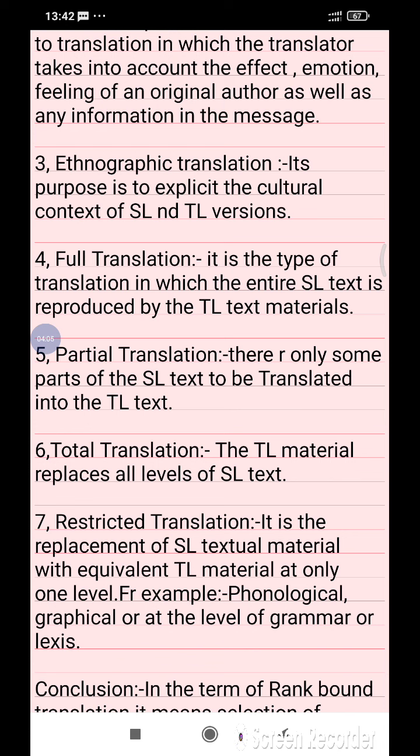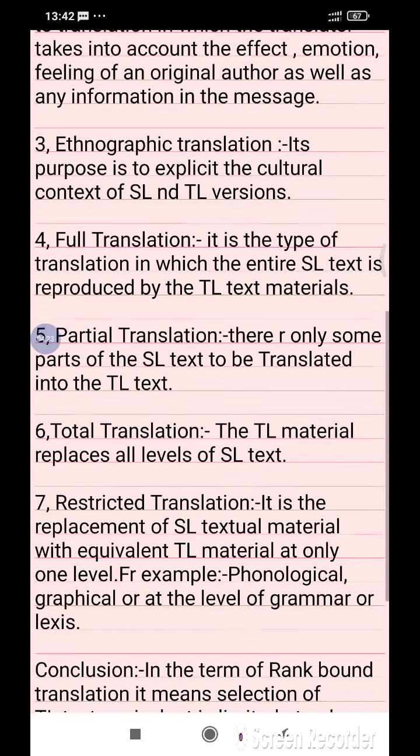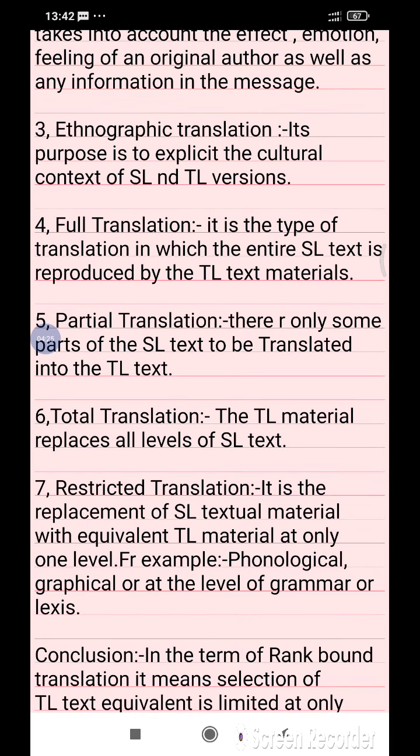Ethnographic translation, its purpose is to make explicit the cultural context of the SL and TL version. Its main purpose is to explicate the cultural context of the source language and translation version.